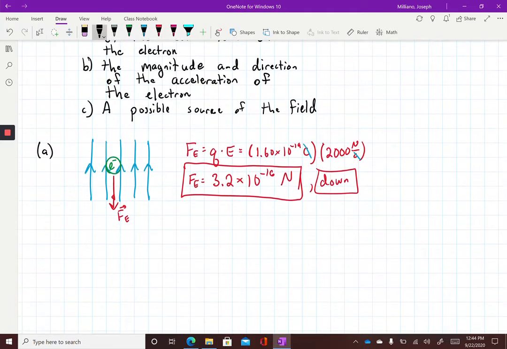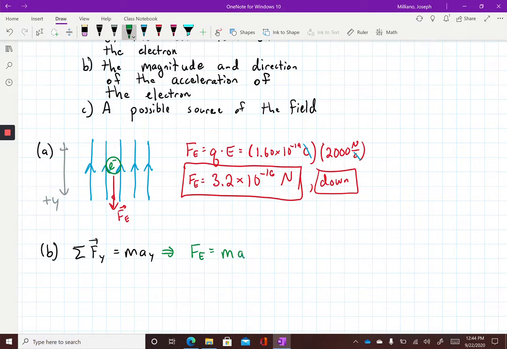Part B. What's the magnitude and direction of the acceleration? Well, that's going to be the sum of the forces in the y direction. That's got to be equal to m times a in the y direction. And let's call down the positive y direction, because that's the direction of my net force and therefore my acceleration. So applying Newton's second law here, the sum of the forces in the y direction is just that electric force. So equal to the mass of an electron multiplied by that acceleration.